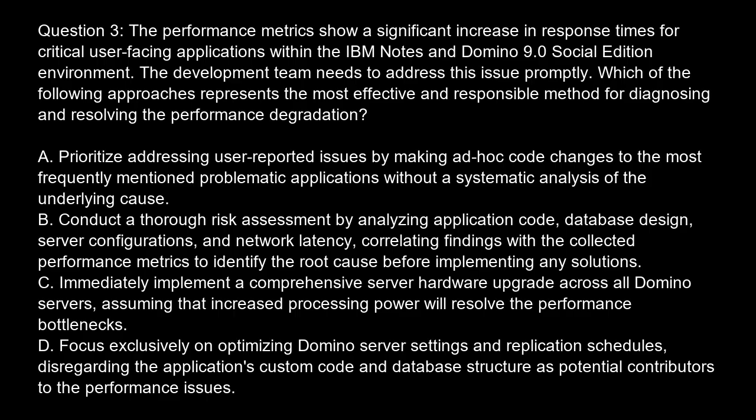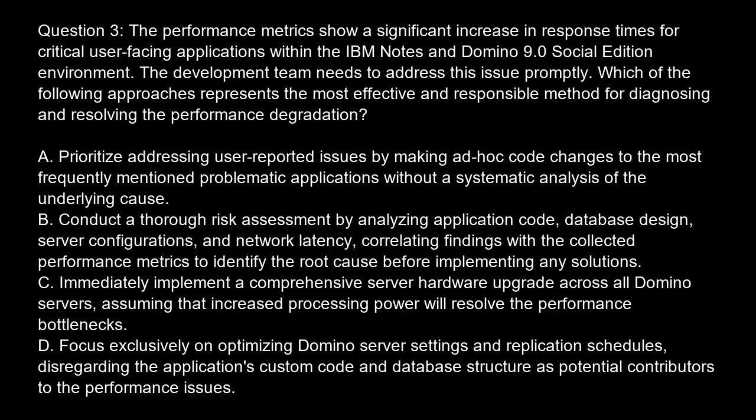Option A. Prioritize addressing user-reported issues by making ad hoc code changes to the most frequently mentioned problematic applications without a systematic analysis of the underlying cause. Option B. Conduct a thorough risk assessment by analyzing application code, database design, server configurations, and network latency, correlating findings with the collected performance metrics to identify the root cause before implementing any solutions.